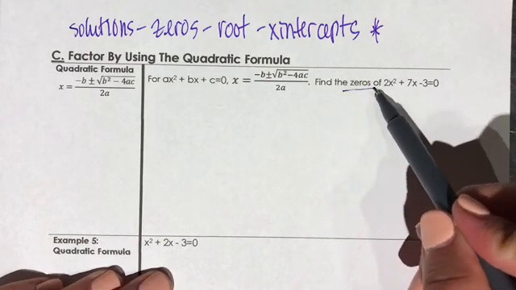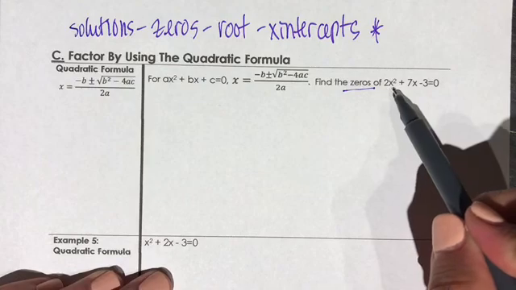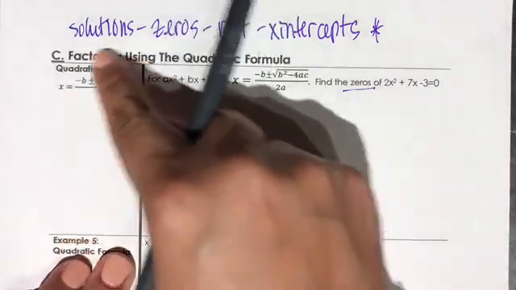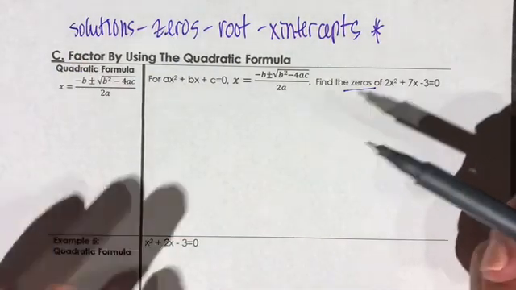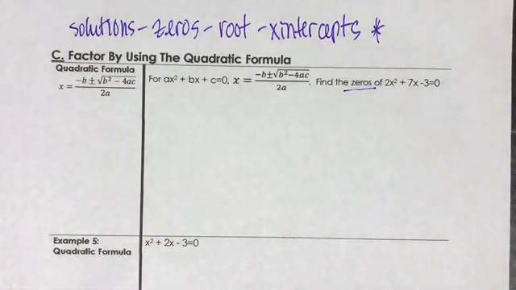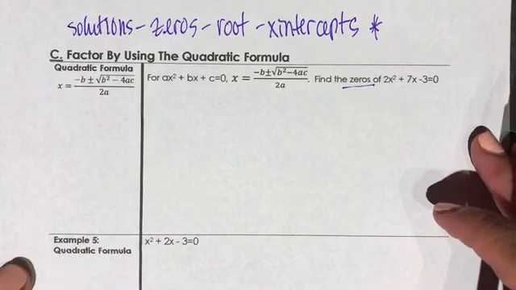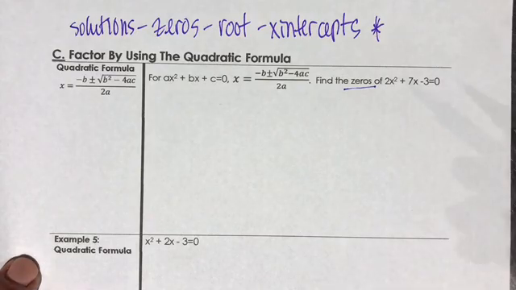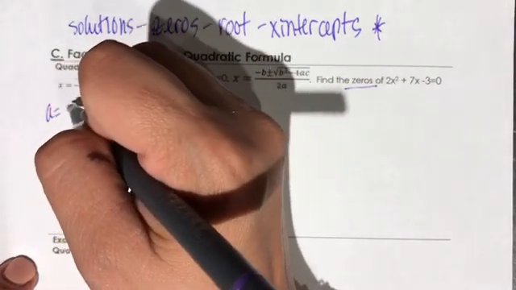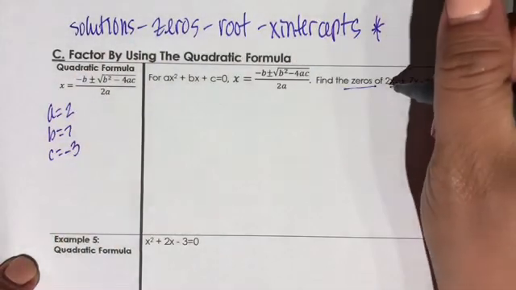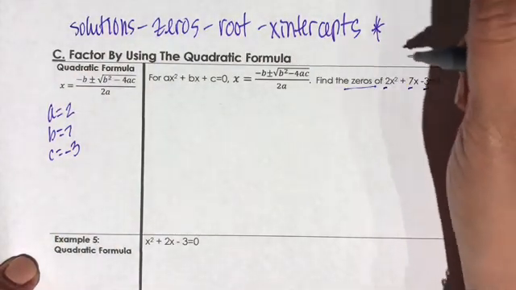It says find the zeros of 2x squared plus 7x minus 3. And we're going to use the quadratic formula, which is x equals negative b plus or minus the square root of b squared minus 4ac, divided by 2a. It's very important that we are very meticulous and take our time with this. So a equals 2, b equals 7, c equals negative 3. A, b, c.